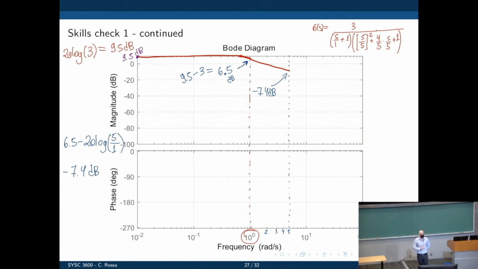What happened here? Well, we just went down, we stopped at 5. What happens at this point? Now we have a complex pole to deal with. The complex pole is at 5 radians per second. And now the complex pole has a damping ratio that will either make this go up or down. How much is that? Well, it's negative 20 log of 2 zeta. The negative 20 log of 2 zeta in this case is negative 20 log of 4 over 5. This is plus 2 dB.